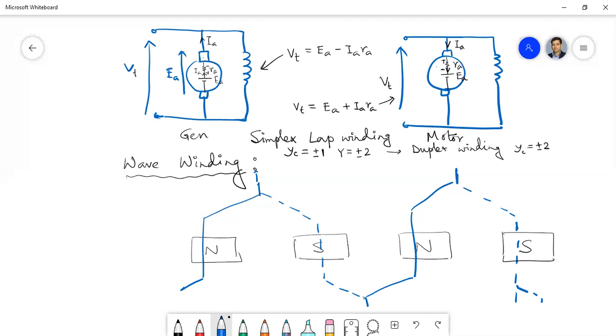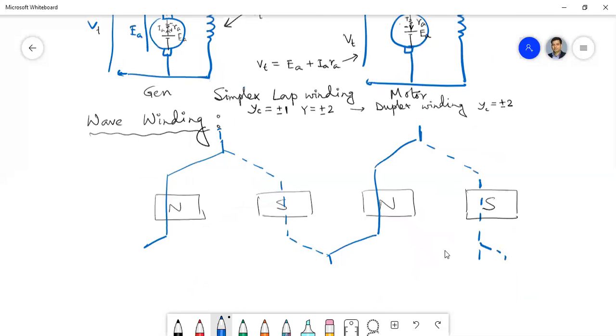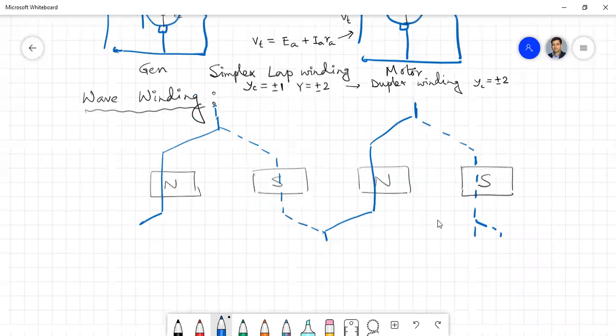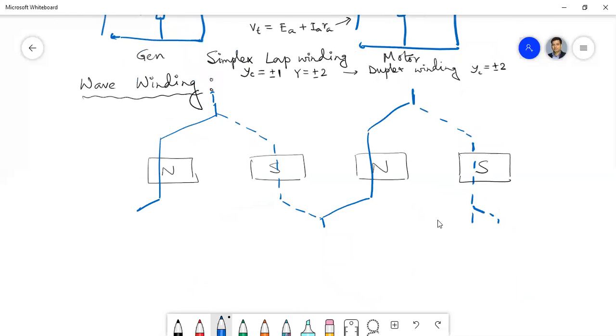It's not a lap. Lap means the bottom coil side will return back to under the same pole, but here it is distributed and goes to the next pole. So that means one parallel path will be distributed under all the poles present in the machine. So this is how we'll draw it.